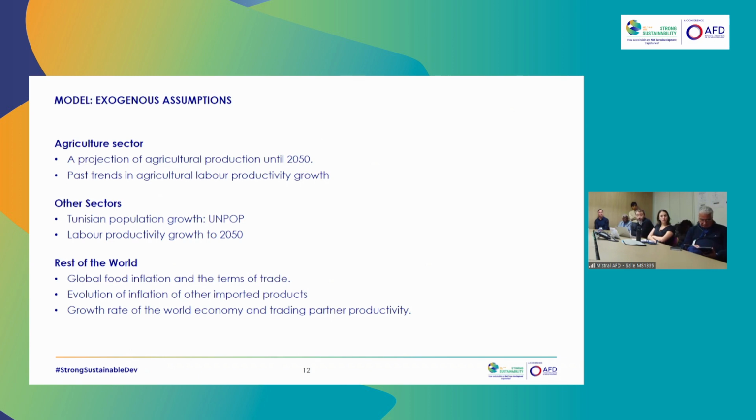And in terms of other sectors, we use the Tunisian population growth rate projections from UNPOP. And then we assume the labor productivity growth until 2050. So this is not endogenized. The labor productivity growth is not endogenous in the model, it's exogenous. And for the rest of the world, we have to make assumptions about global food inflation until 2050, because we need a price for the imported goods, imported food, obviously. So we made these assumptions. I'm going to show you the scenarios.